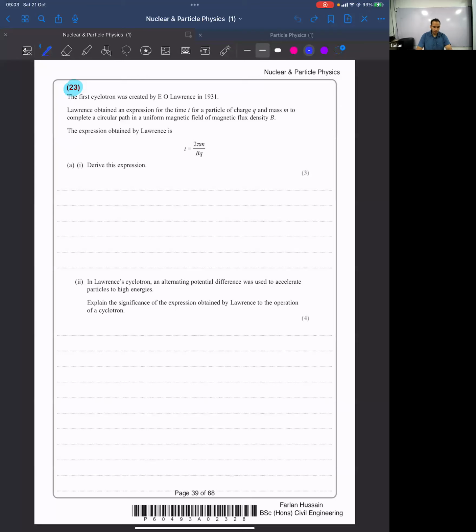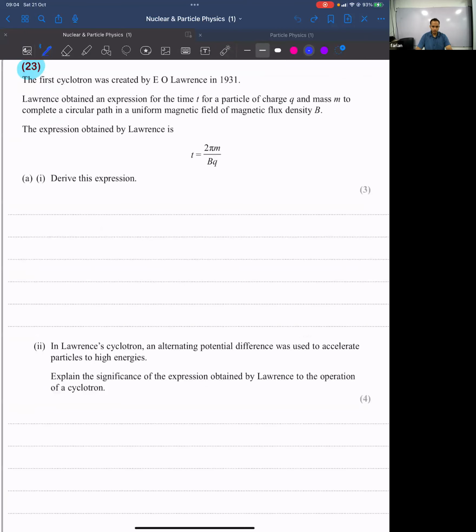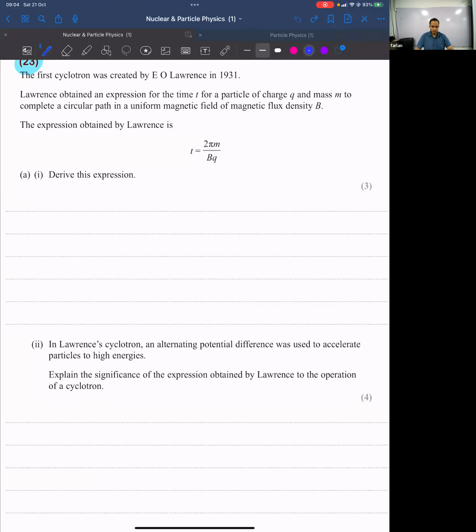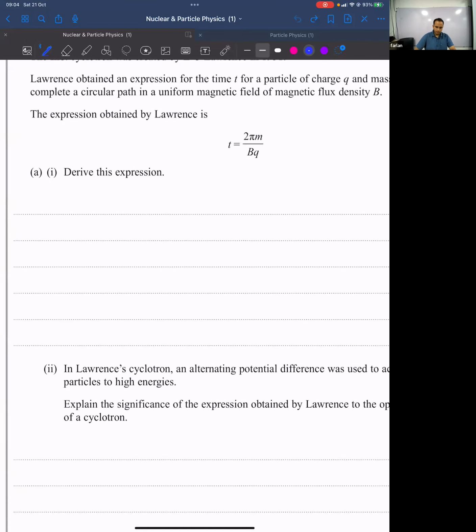The first cyclotron was created by E.O. Lawrence in 1931. He obtained an expression for time T for a particle of charge q and mass m to complete a circular path in a uniform magnetic field of magnetic flux density B. The expression obtained by Lawrence is given as T equals 2 pi m over Bq. Derive this expression. T is the time taken for it to move one circle in the magnetic field.